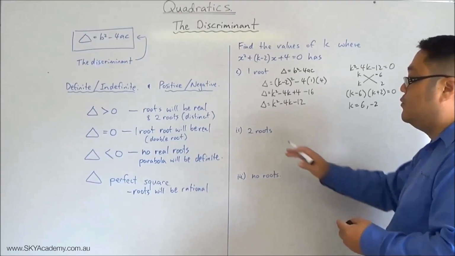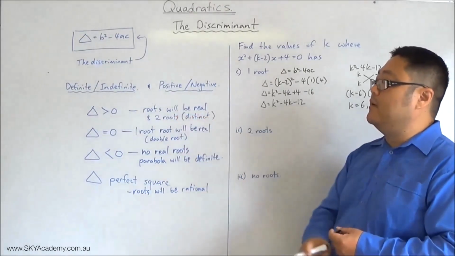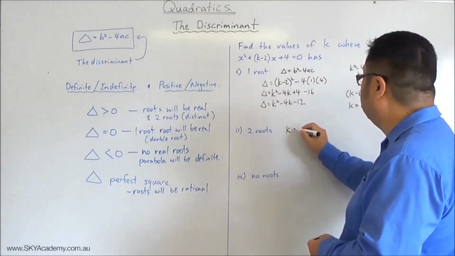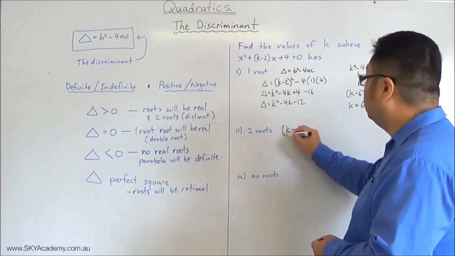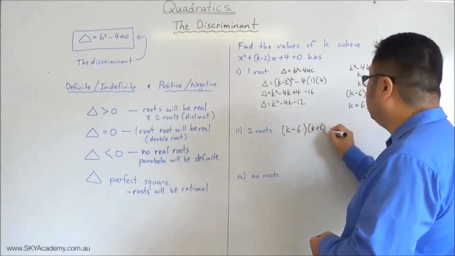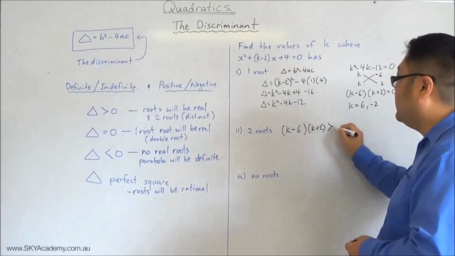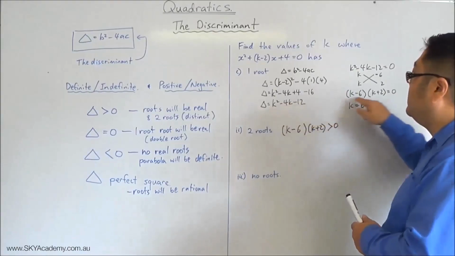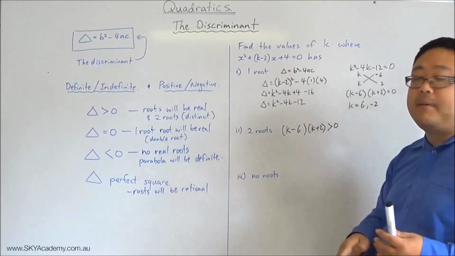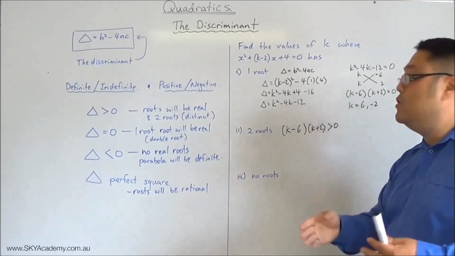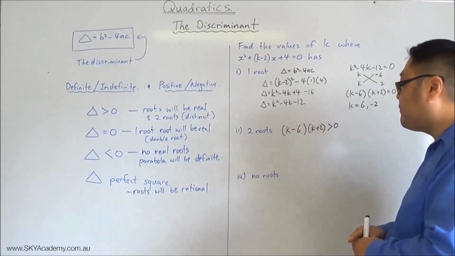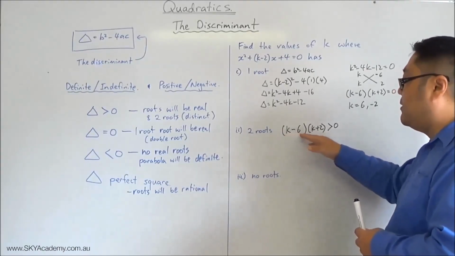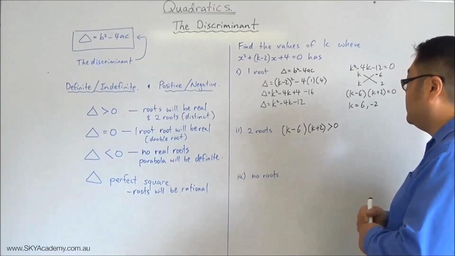The next question: when will there be two real roots? Well, we want two real roots when the discriminant is greater than 0. So we want (k minus 6)(k plus 2) to be greater than 0. The reason why I jump straight to that is we know that that factorized is equal to (k minus 6)(k plus 2), and that form is more useful than the other form, so we jump straight to that. So when is (k minus 6) times (k plus 2) going to be greater than 0?